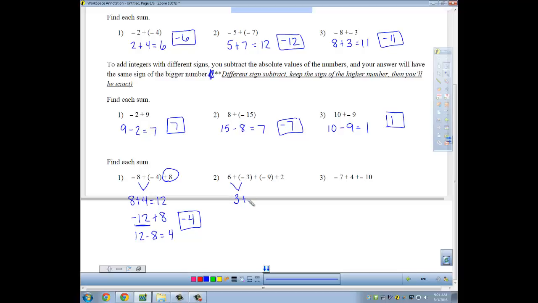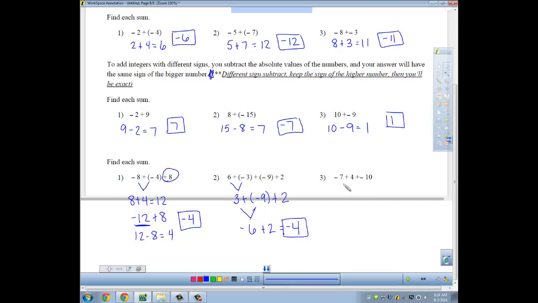Now I'm going to bring down the rest of my problem. And I'm going to combine these two. So 3 plus negative 9. We have different signs again, so I subtract. 9 minus 3 is 6. The bigger number is 9. It was negative, so it's a negative 6. Bring down your plus 2. Negative 6 plus 2, those are different signs again, so subtract. 6 minus 2 is 4. The bigger number is 6. 6 was negative, so the answer is negative 4.